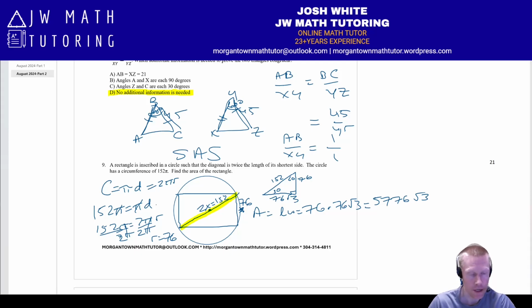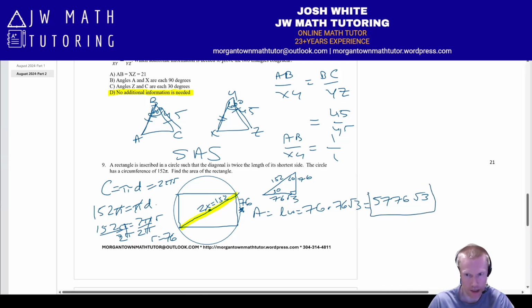Now, a couple things to point out. First, if you didn't recognize this is a 30, 60, 90 triangle, that's fine. You can use the Pythagorean theorem, and I'll show that in a second. But also, more importantly, this question was reported as a multiple choice question, not a free response. So when you're looking at the answer choices, the correct answer choice is going to look like this, in this format, with the 5776 root 3.